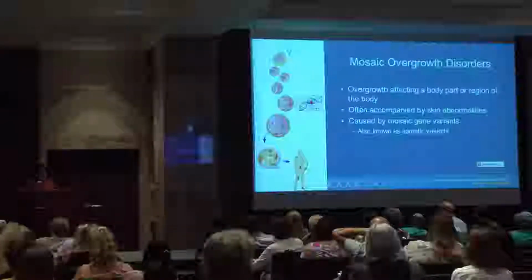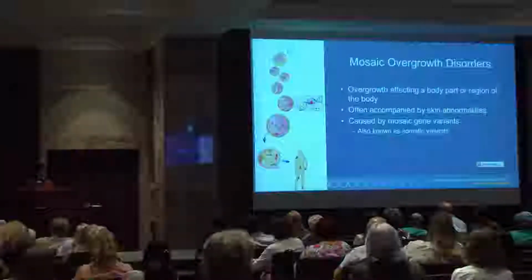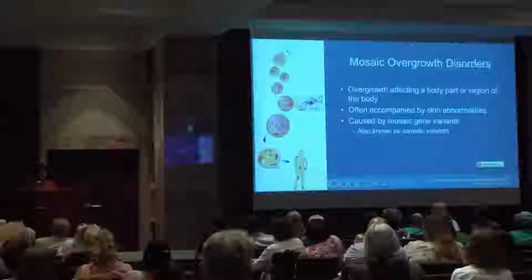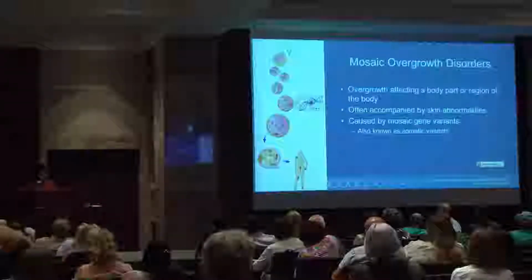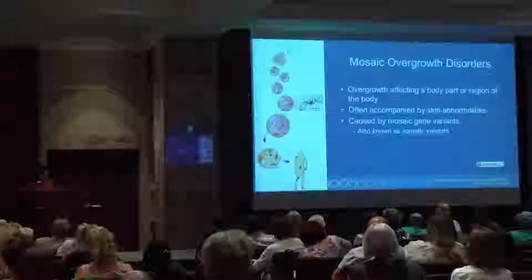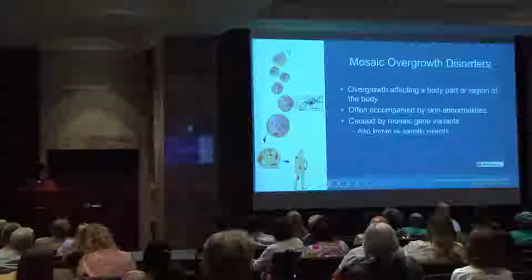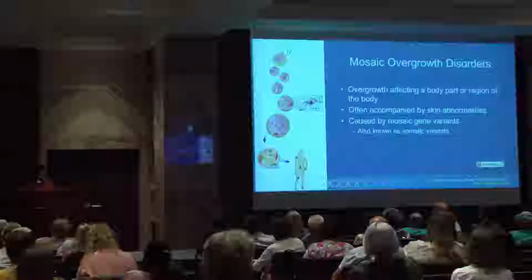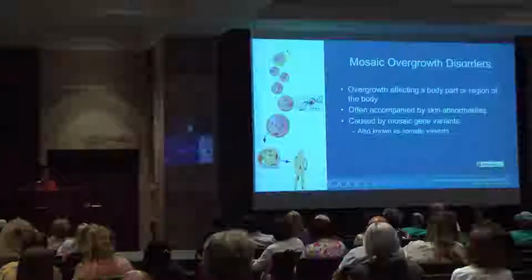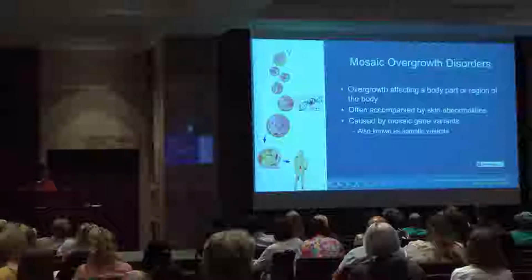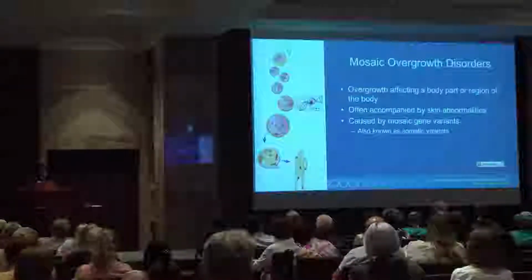When we describe a mosaic overgrowth disorder, what we're saying is that there's overgrowth that affects a particular body part or a region of a body. This overgrowth can be mosaic or patchy, involving different tissue types, including bone, skin, muscle, and fat. It's often accompanied by overlying skin abnormalities, which may be pigmentary with dark or light pigmentation, as well as vascular malformations, which I and others will describe in more detail. It's caused by what we call a mosaic gene variant.